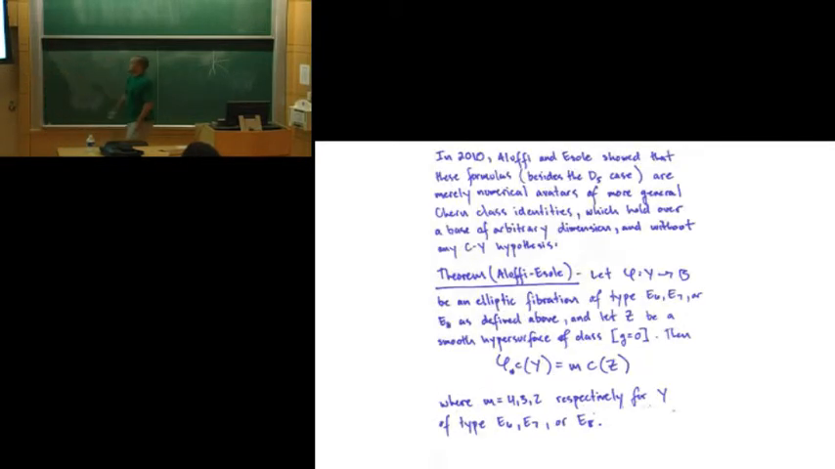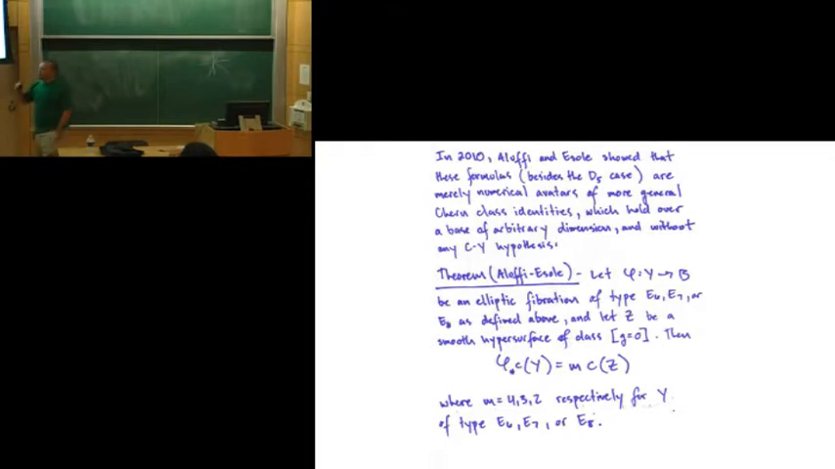So Z is in the same divisor class as the vanishing of that section of the line bundle. Then the push forward of the Chern class of Y is equal to m, an integer multiple of the Chern class of the divisor Z in the base, where m equals 4, 3, and 2, respectively, for Y of type E6, E7, and E8.